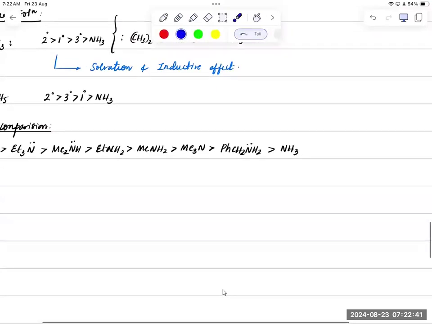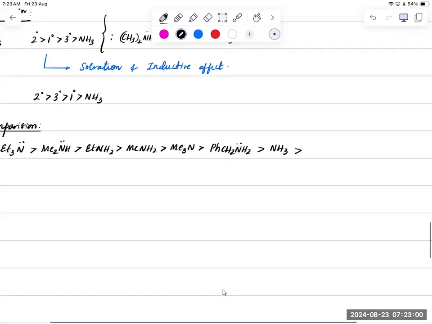Again, this is an issue. Students would feel that phenyl is actually withdrawing in nature, so how is this going to be more basic than NH3? Again, this is all in order according to the aqueous solution. So please keep that in mind.